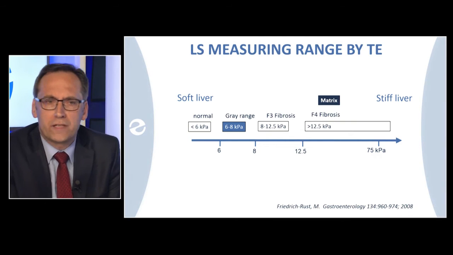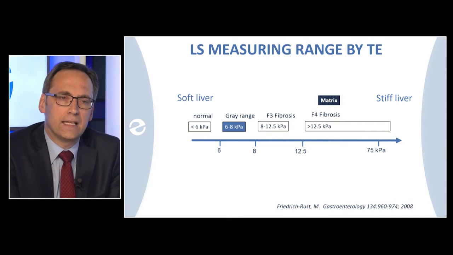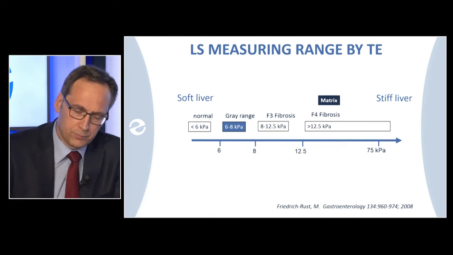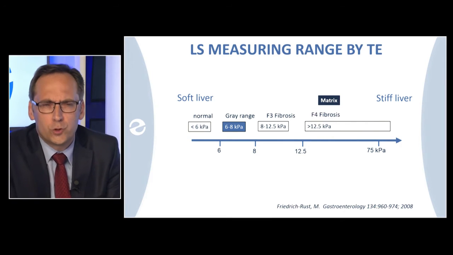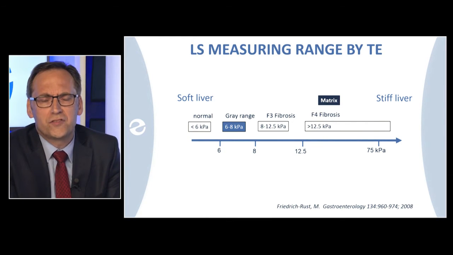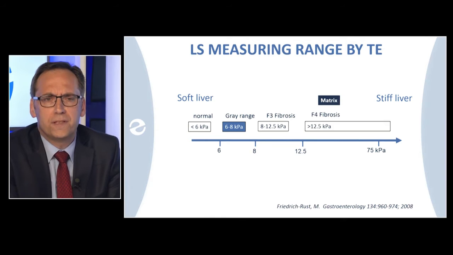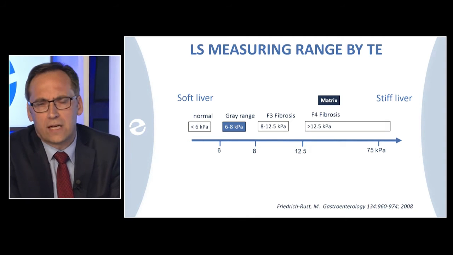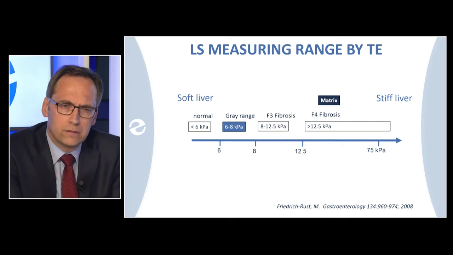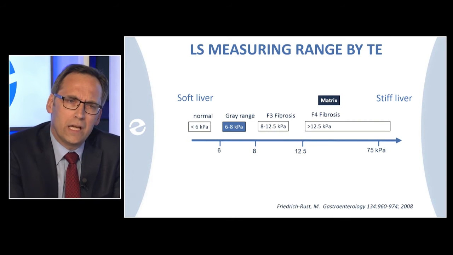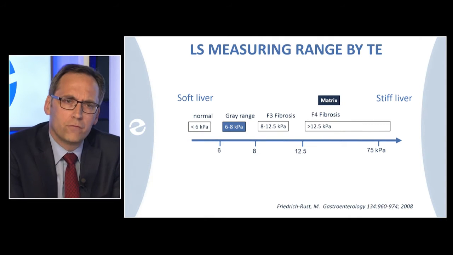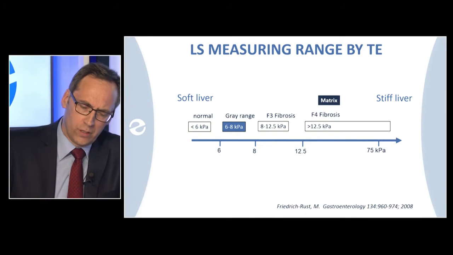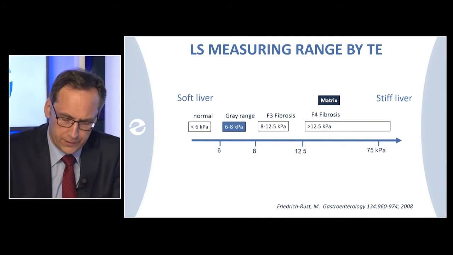And there is what we call a gray range between 6 and 8 kilopascal, and I will come to this in a minute. What I would like to mention on the slide, and we should be aware of, if you remember the time before elastography, we had 4 stages, or in other scores maybe 6 stages. But now we have within the F4 stage a huge and long bandwidth from 12 to 75 kilopascal, which opens up a complete new world, in fact, and we are still learning here.